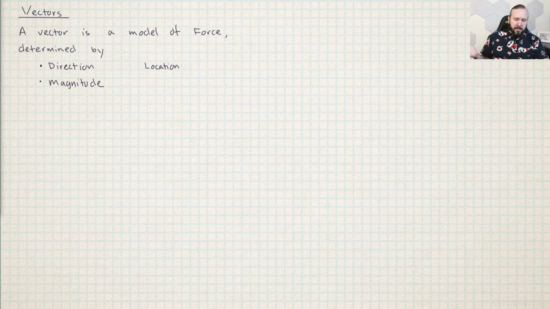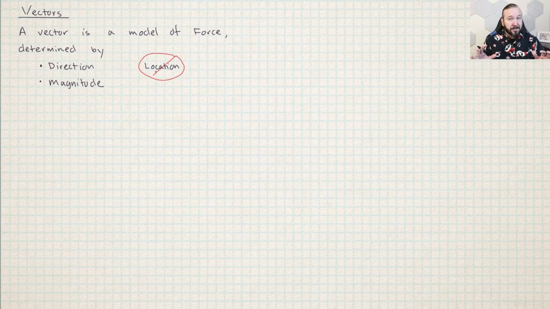So what makes one force different from another force? Well, if you're pushing in a different direction, that's a different force. And if you're pushing harder or softer, that makes it a different force. What doesn't matter is the location of the force. If I am pushing on a box in Kansas, or I'm pushing on a box in California, it doesn't matter. If I'm pushing in the same direction with the same amount of force, those are the same forces. It doesn't matter where they are.